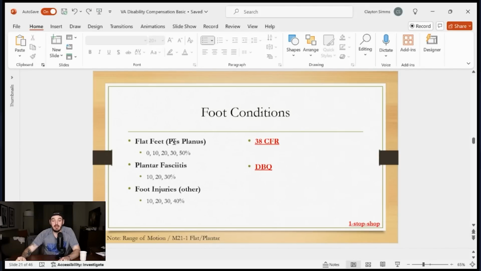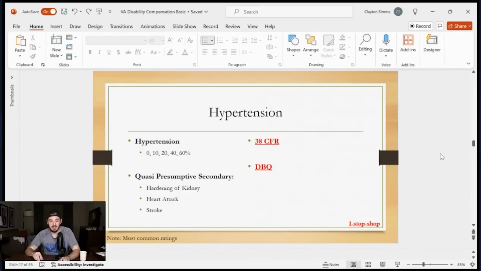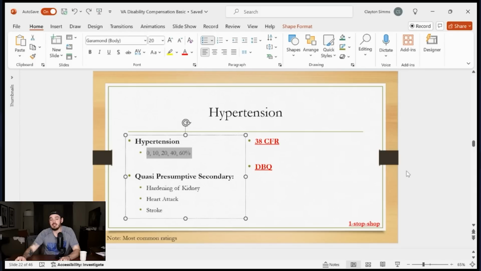So if you have a flat foot rating at 50%, the VA is going to take the highest of the flat feet and plantars. If you have flat feet at 10 and plantar fasciitis at 30 or 20, the VA will take the plantar fasciitis. There's nothing that you need to do about that. It's automatic in the background. Then we have hypertension, how hypertension is rated.